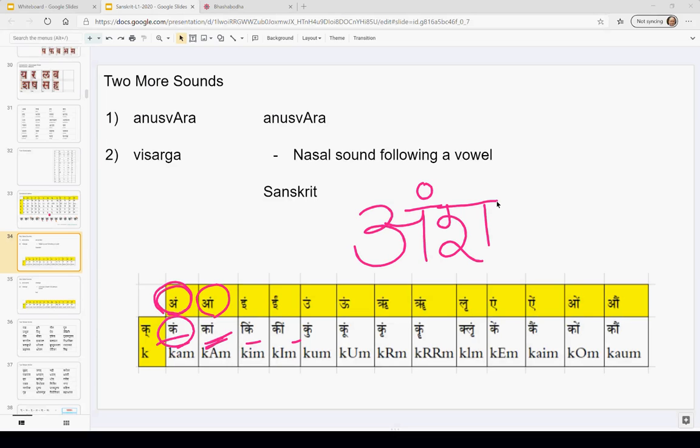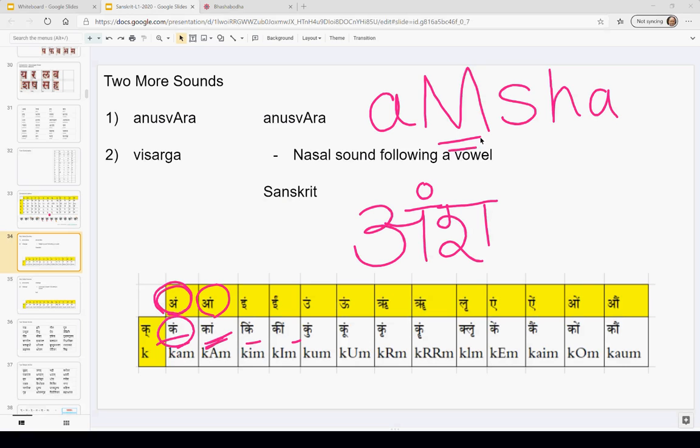Anuswara, there is no equivalent transliteration symbol in Roman, a Romanized symbol. So we can just write it like this. One of the transliteration schemes uses an uppercase M to represent anuswara. So don't think that that is a ma sound. This is not a ma sound. It is an anuswara sound.